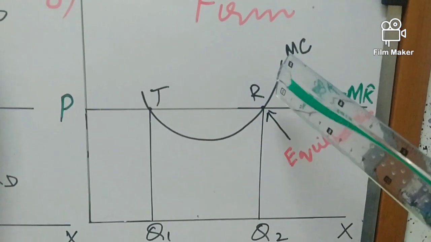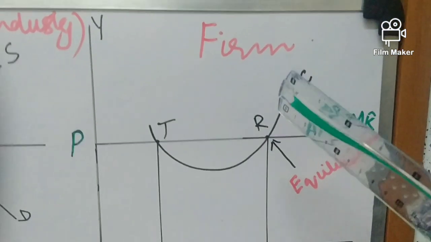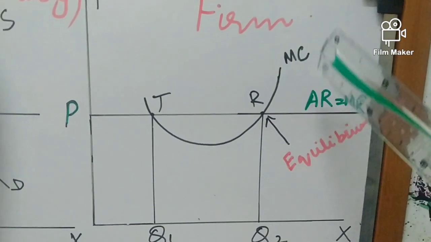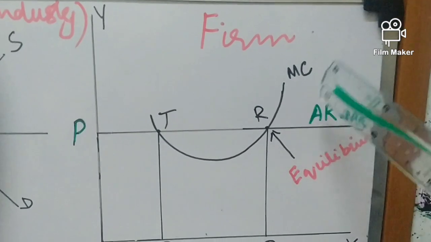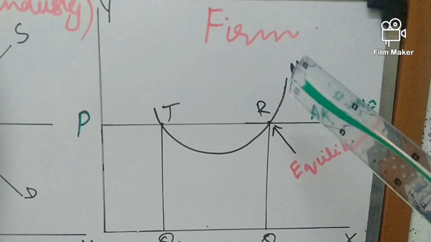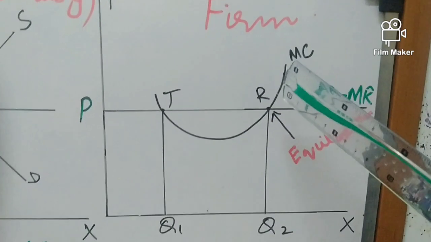So here both conditions under the marginalistic rule are satisfied, that are number 1, MC is equal to MR, and number 2, MC cuts MR from below. So the equilibrium takes place at the point R under perfect competition in the case of the firm.